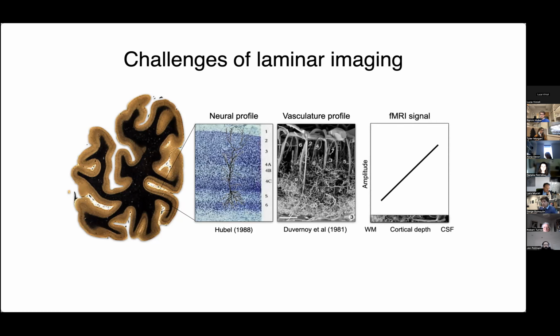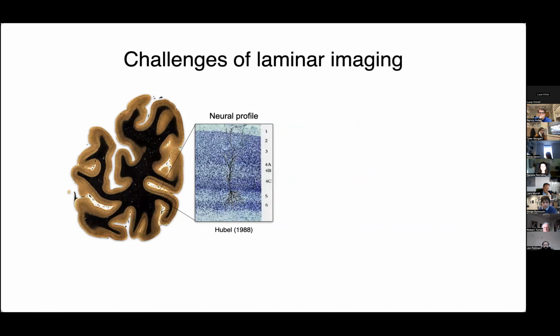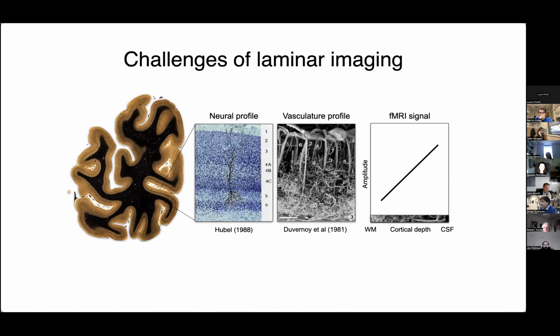So one of the dominant things that we see in laminar fMRI is that the signal amplitude increases across the cortical depth. And I think this is really something that we have to think about and struggle with. So at least I do, and I'm always kind of suspicious of signal amplitude differences for that reason.